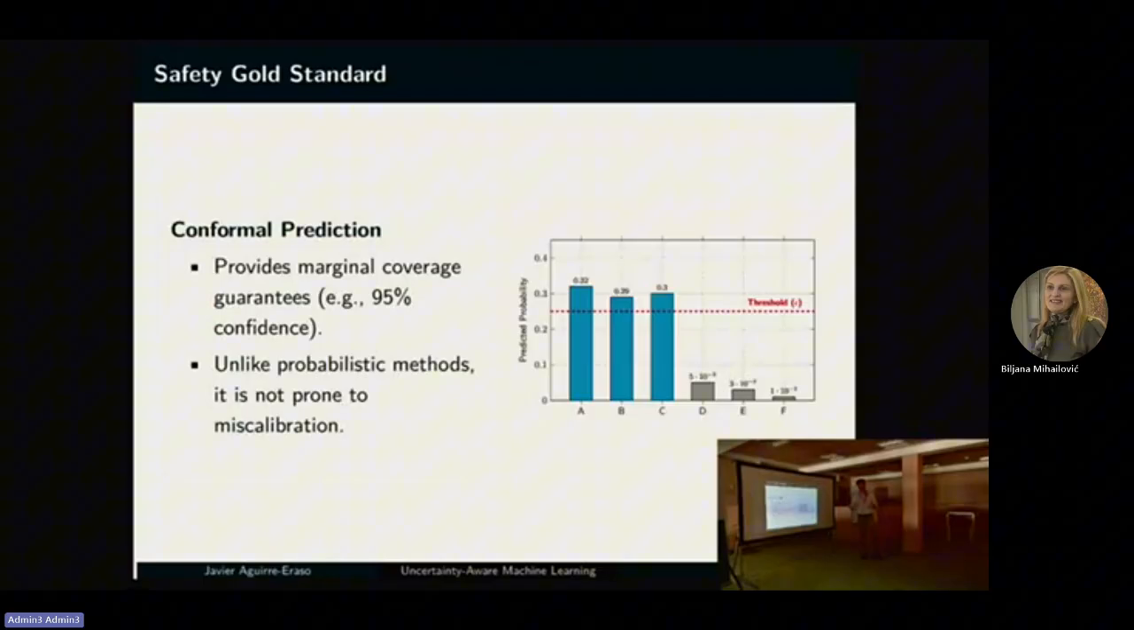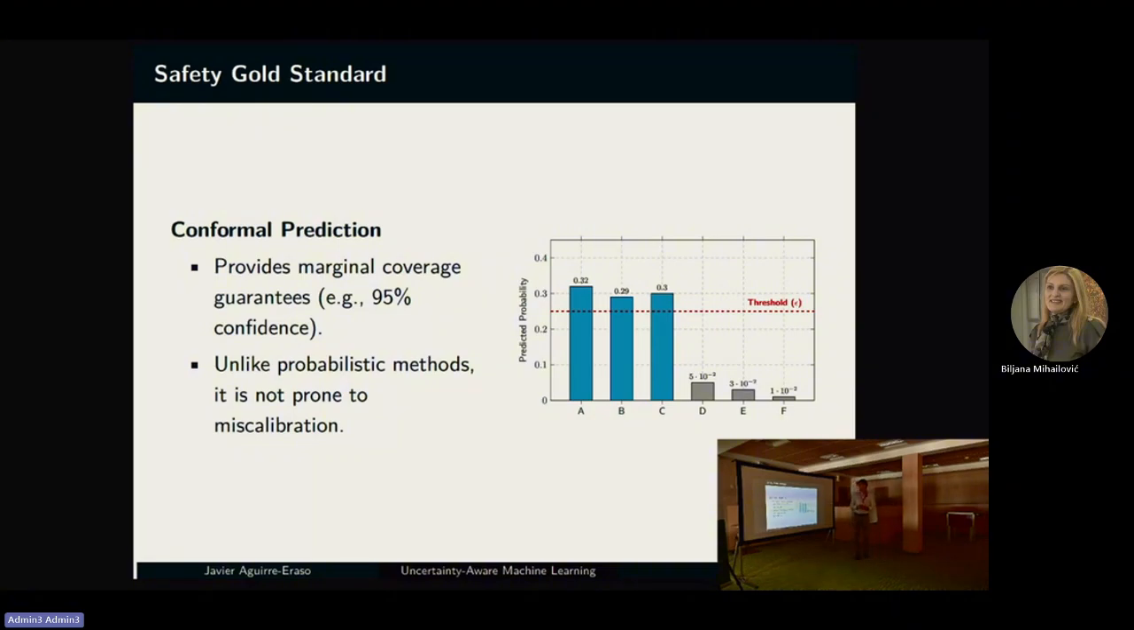However, sometimes safety is crucial, and then we could come up with another safety gold standard, which is conformal prediction. I won't get into detail because it's quite complex, but the main idea is that instead of having just a single point prediction, we have a set of predicted classes that guarantees a marginal coverage of X%. In most cases, it's 95%.